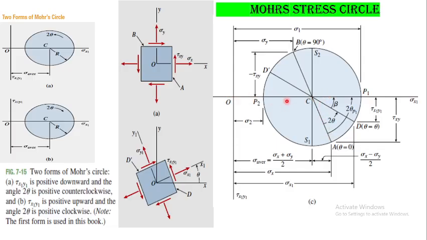Starting from this point to this point is sigma x, and since tau xy is anti-clockwise, it is positive, and positive is downwards. So from here you will go down to this point. Here to here, this is sigma x, and this is tau xy, positive downwards. So this first point is plotted.